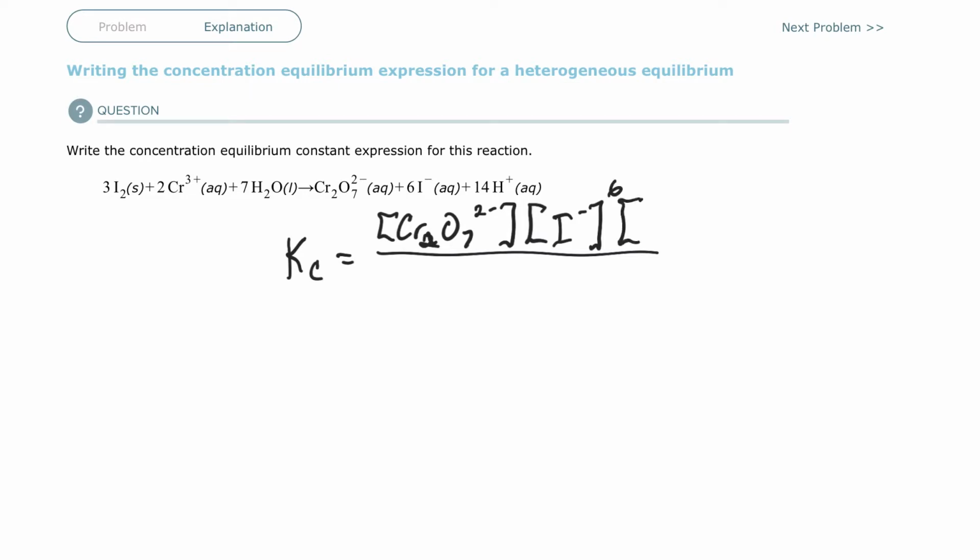And then I keep going. The next one is H+. It's aqueous, so I include it. It has a coefficient of 14, so I have to raise it to the 14th power. Okay, my products are done.